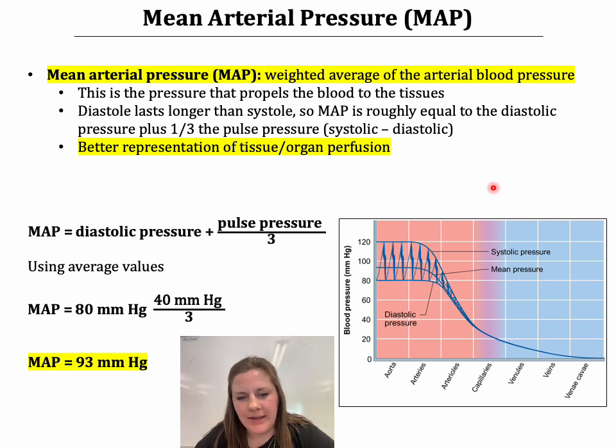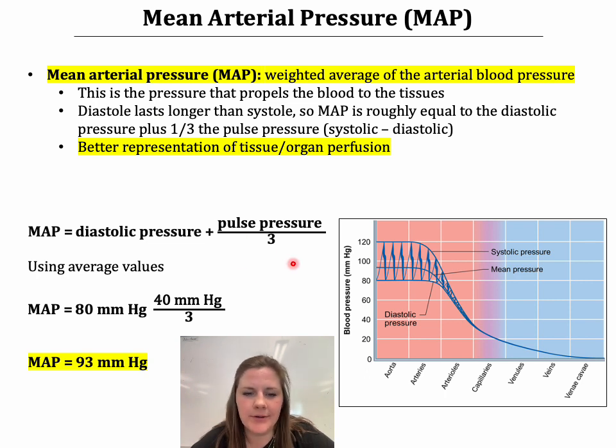And it's weighted, meaning that it takes into account the period of time in which the heart is in systole versus diastole. Diastole lasts longer than systole, so that needs to be taken into account when calculating this MAP value. So the mean arterial pressure is roughly equal to the diastolic pressure plus the pulse pressure divided by 3. Okay.